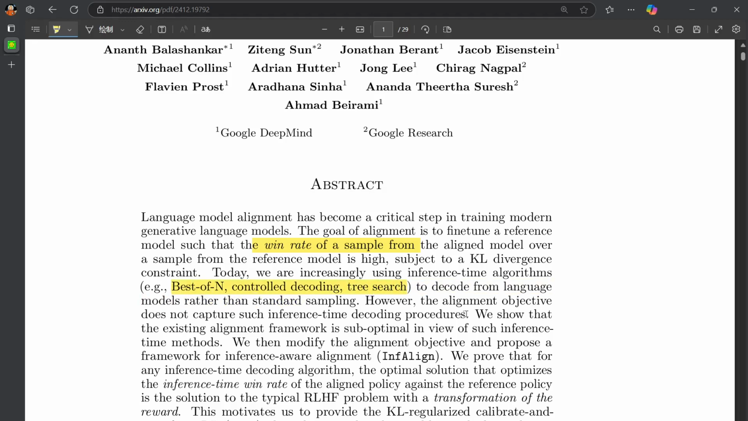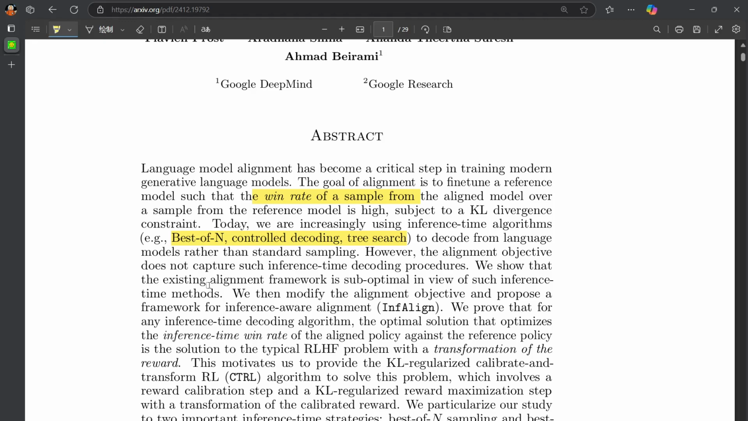Well, they're tackling a kind of unique challenge in language model alignment. See, most of the time, we focus on making sure the model's output is better than the original untrained model. Like we're just aiming for improvement. Right, that makes sense. You've got your baseline and you want to see how much better you can do. Exactly. But what if you're using a more sophisticated way of using the model? Like what if instead of just taking the first output, you generate a bunch of different outputs and pick the best one? Ah, I see. Like a best of N kind of situation.